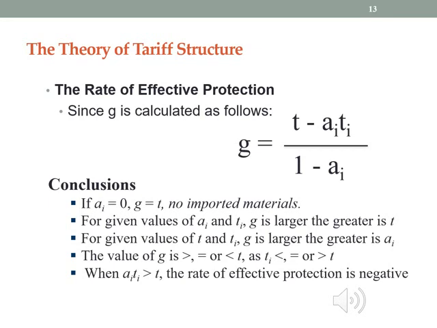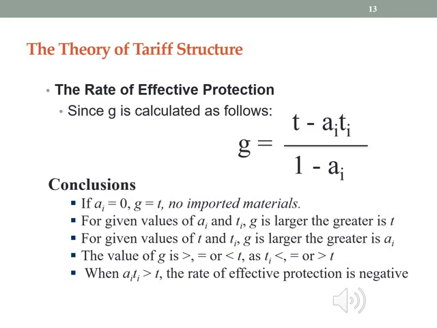Based on our 4 cases that we have used to calculate the rate of effective protection, we can conclude what follows regarding the relationship between the rate of effective protection G and the nominal tariff rate T on the final commodity. First, if AI is equal to 0, then G, the effective rate of protection, would be equal to T, which is the nominal tariff rate on the final commodity. This is because when we say AI is equal to 0, it means that there are no imported materials used to produce the final product.